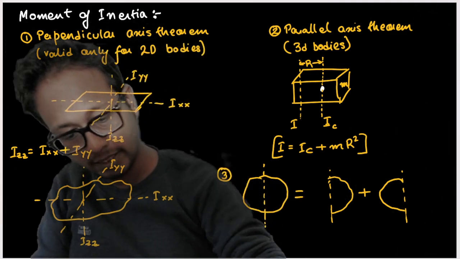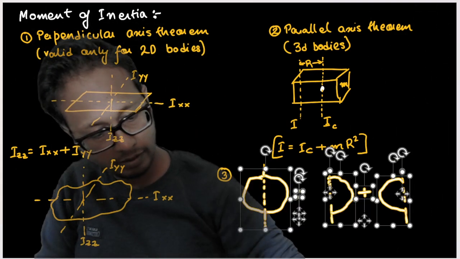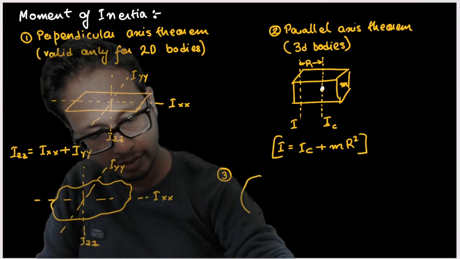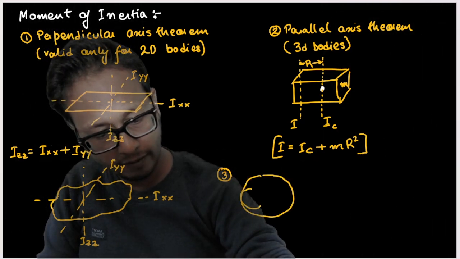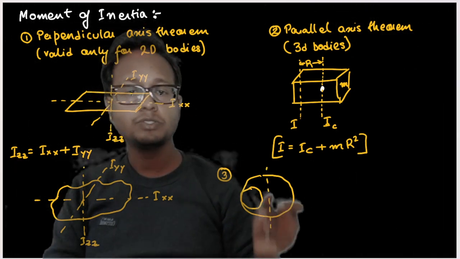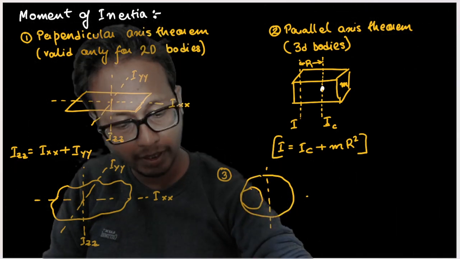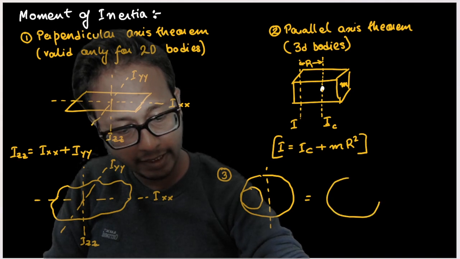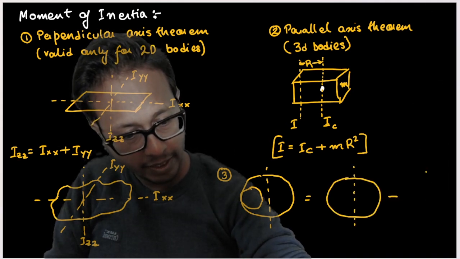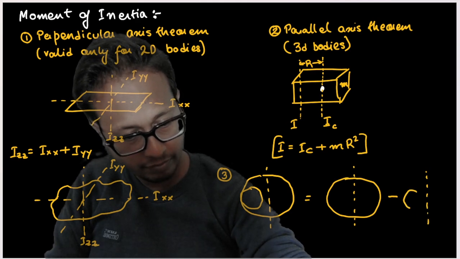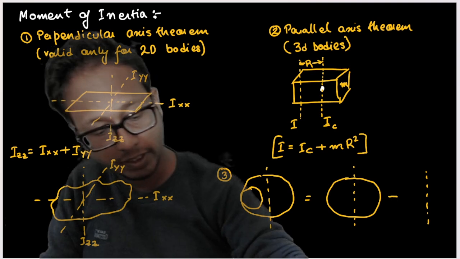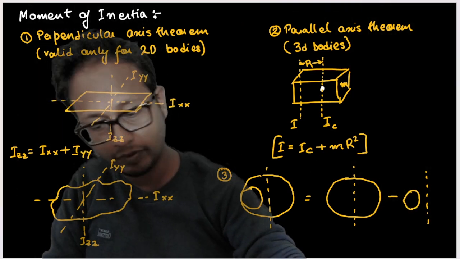This principle of superposition can also be applied in reverse. What I mean is, suppose I have a sphere that is hollow out here, and I need to find the moment of inertia passing through this axis. The moment of inertia passing through this axis is the moment of inertia of the entire sphere, assuming it is filled, minus the moment of inertia of the hollow part, assuming it is filled. So this is our principle of superposition in the chapter of moment of inertia.